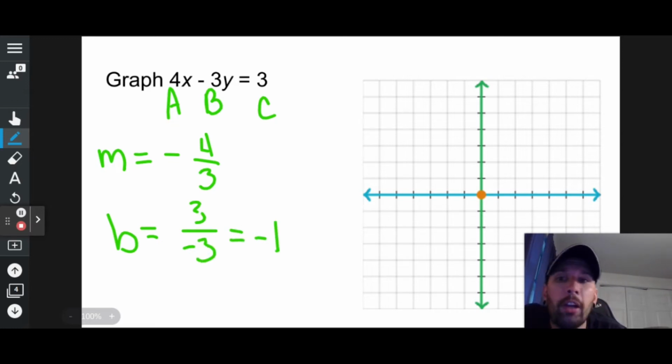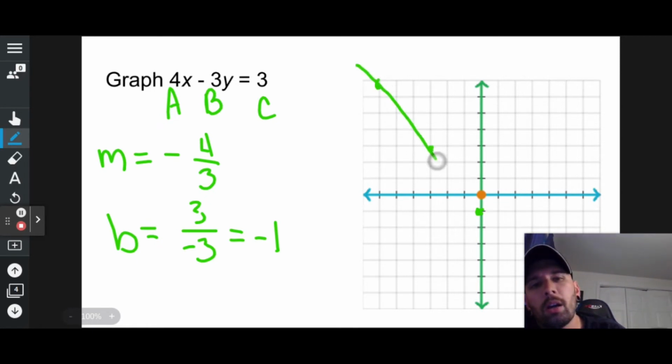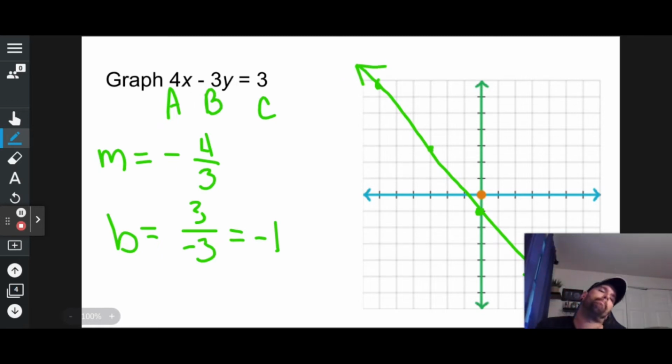So in order to graph it, I put a dot at negative 1 right there. My slope is up 4, left 3: up 1, 2, 3, 4, left 1, 2, 3; up 1, 2, 3, 4, left 1, 2, 3. And my face is in the way, but you know what? Ouch! Ouch! Right in the face. Nope, wrong way. Mirror. It's a mirror.